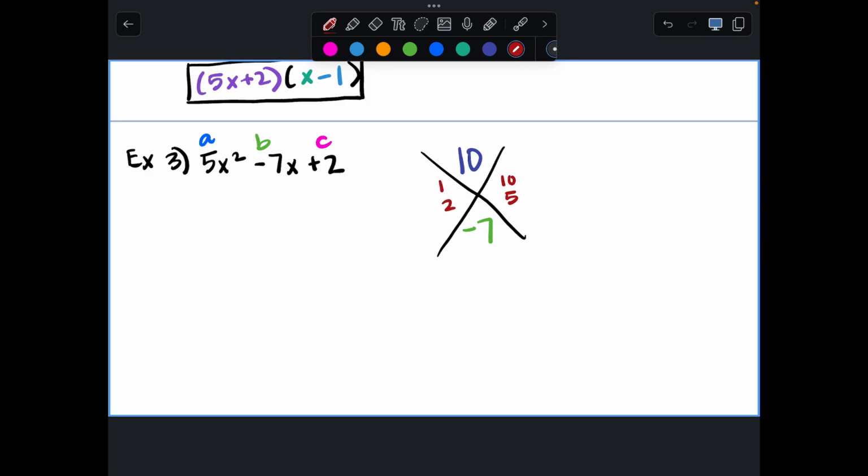Now, if the bottom number is negative, and I add to get the bottom number, that means both of my terms need to be negative, because the top number is positive, and multiplying two negatives gives you a positive. So it's going to be this one. Negative 5 times negative 2 is positive 10, and negative 2 plus negative 5 is negative 7.